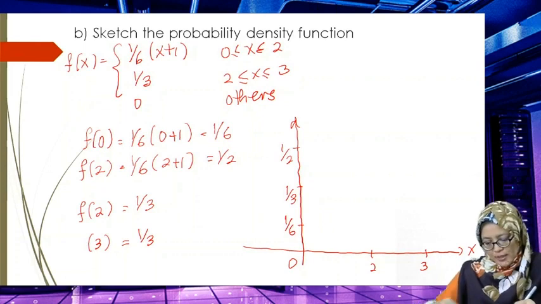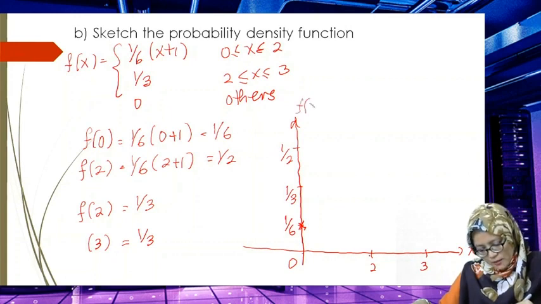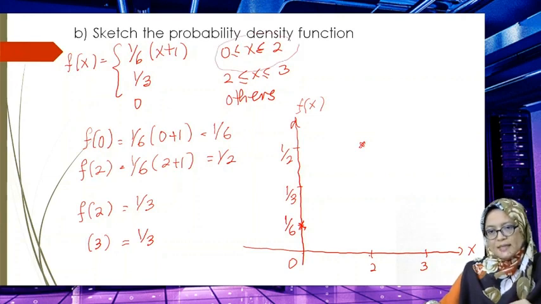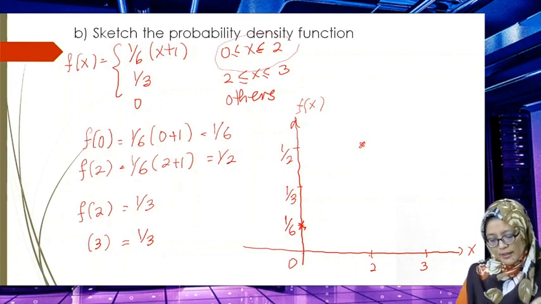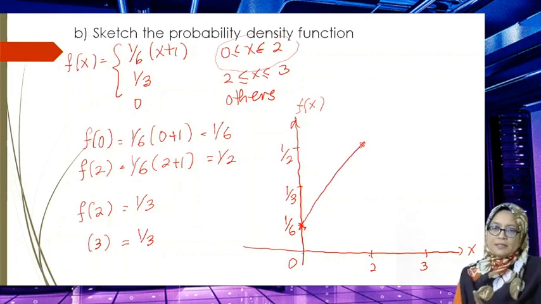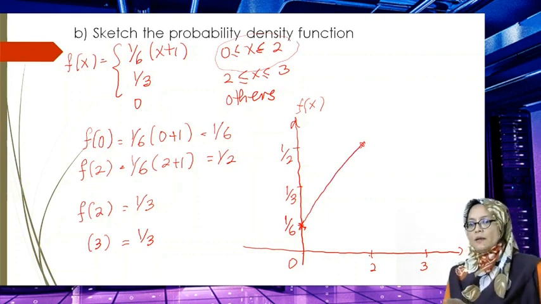Okay, so untuk x0, fx dia 1 over 6. So, x2 nilai dia 1 over 2. So, ini fx. So, x2 nilai dia is 1 over 2. Okay, so untuk first interval ni, tengok balik function dia x plus 1 is a linear. So means that graph awak akan jadi straight line. So join these 2 point. So jadi straight line based kepada function kita tu function apa.